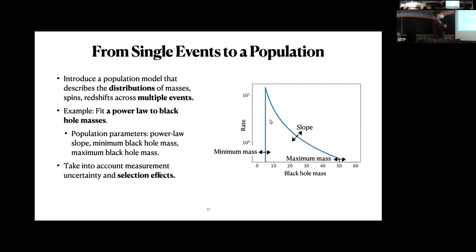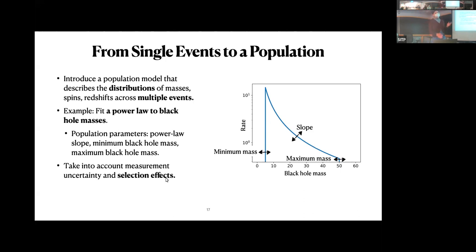Here, if we assume this power law model for black hole masses, this describes the rate as a function of black hole mass, and maybe at low masses, there are more black holes in our universe, and at high masses, there are fewer black holes. Maybe there are also these cutoffs, like there are no black holes below 5 solar masses or above 50 solar masses. So in this case, we have a bunch of black hole masses, and we're trying to figure out what is the minimum black hole mass, this power law slope, and the maximum black hole mass. And to actually infer these parameters, we have to take into account measurement uncertainty. So the fact that we can't perfectly measure the masses of each event, we also have to take into account selection effects.